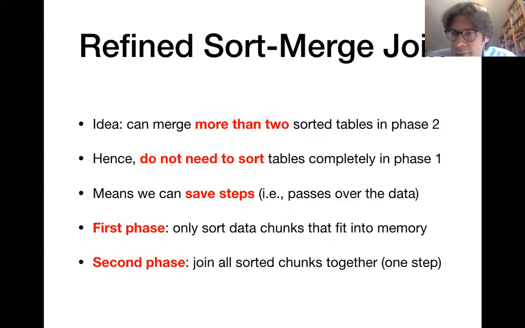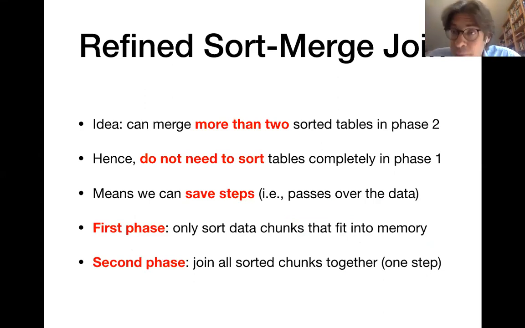There is indeed something called the refined sort-merge join, which exploits that we actually have more main memory than we are using with this first version of the join operator. The high-level idea of that join algorithm is that we can actually merge together more than 2 sorted tables in the second phase of the join, because we have more main memory available.